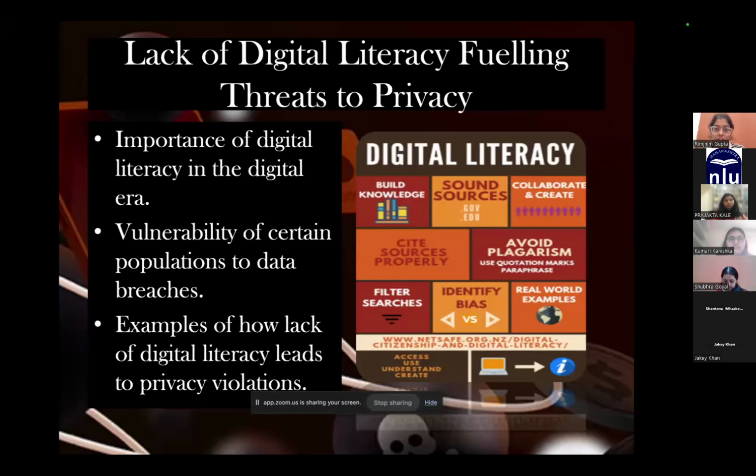Lack of digital literacy fueling threats to privacy. The capacity to proficiently navigate and employ technological and digital information in diverse circumstances is known as digital literacy. The elderly, children, rural population, and economically backward population is the most prone to digital illiteracy among the masses.